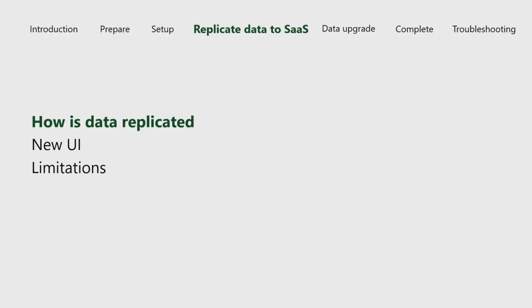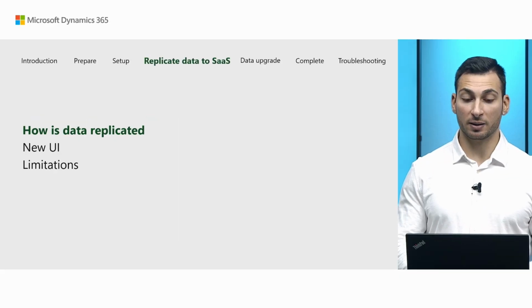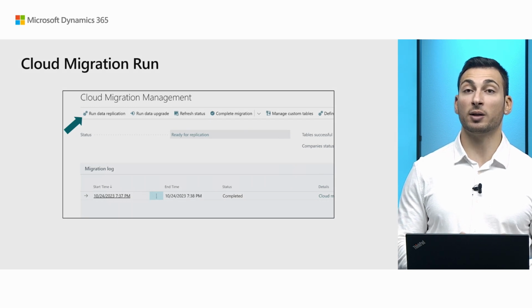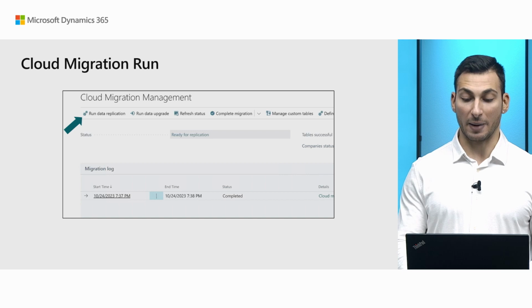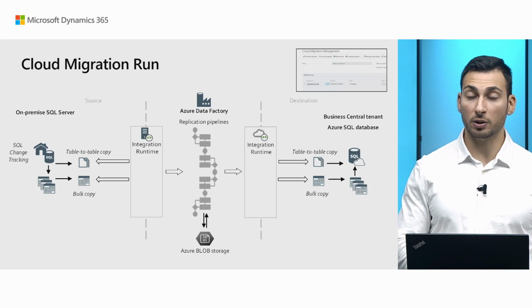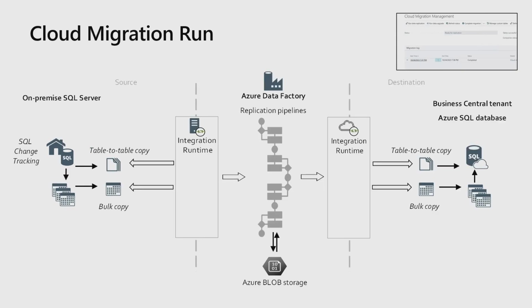So we jump to the next section now, and we will talk about how exactly the data is replicated. So let's again look into a more schematic way to figure out what exactly happens when we click on Run Data Replication under the Cloud Migration Management page. So at this point, we have this visualization that shows again all the parties involved. We are using Azure Data Factory pipelines again, and as we told you about earlier, at the end of the setup phase, we had a replication pipeline that was ready to be run. So this is the moment when, by clicking on Run Data Replication, we actually start running this replication pipeline.